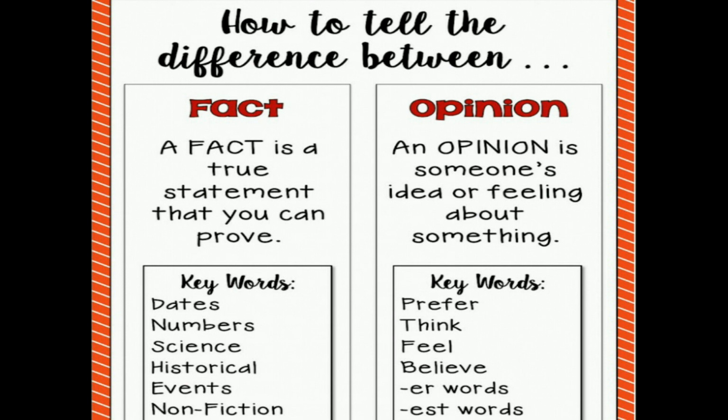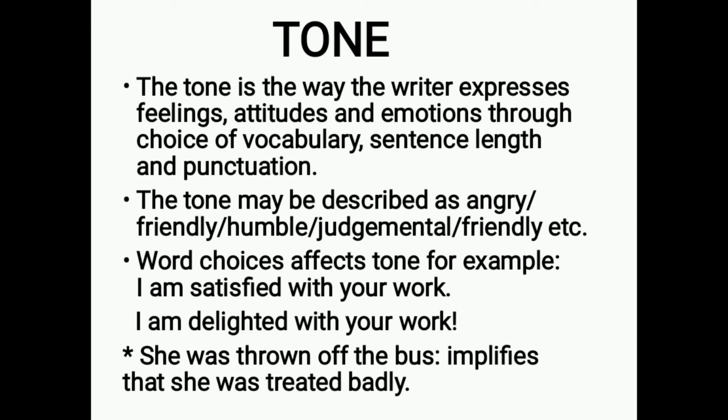Opinions are someone's view. The tone is the way the writer expresses their feeling, attitude, and emotion through choice of vocabulary, sentence length, and punctuation. For example, word choice like "thrown off" implies that she was treated badly. So, word choice affects the tone, and a different choice sounds less emotive. For example, "I am satisfied with your work" is very different from "I am delighted with your work."